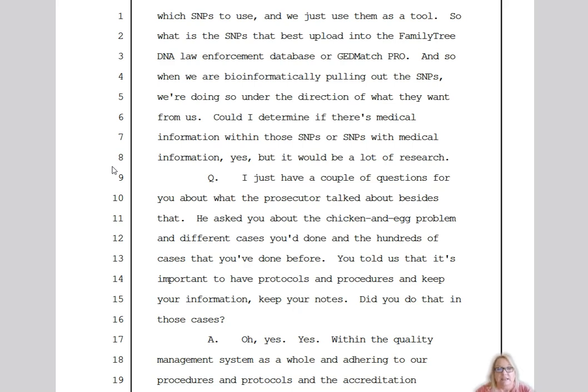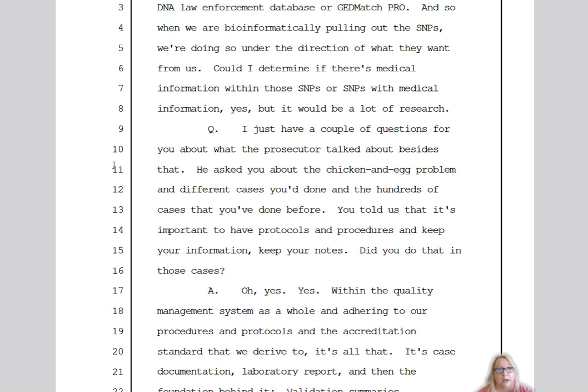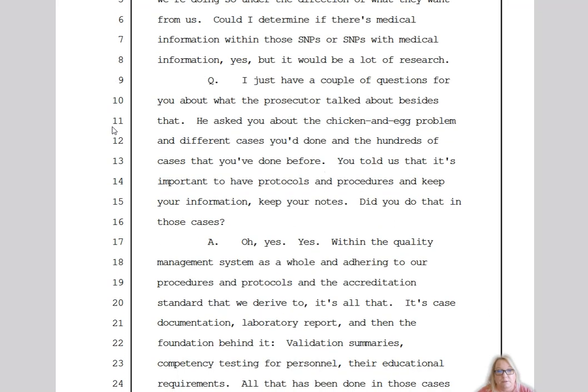So what are the SNPs that best upload into the FamilyTreeDNA law enforcement database or GEDmatch PRO? And so when we are bioinformatically pulling out the SNPs, we're doing so under the direction of what they want from us. Go here, go here, go here. It's kind of like a DoorDash. I feel like, you know, a sandwich today. Go over here. They're not going to the doctor. They're going to the sandwich place. She says, could I determine if there's medical information within those SNPs? With medical information, yes, but it would be a lot of research.